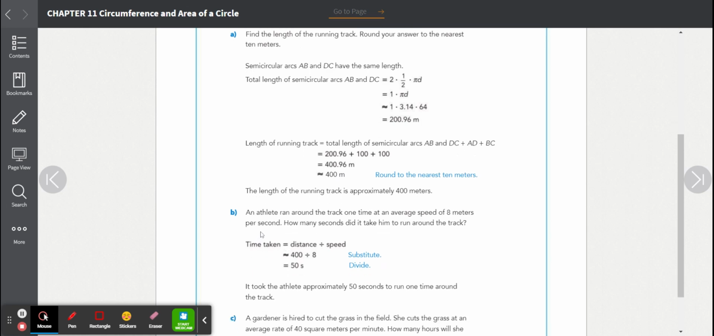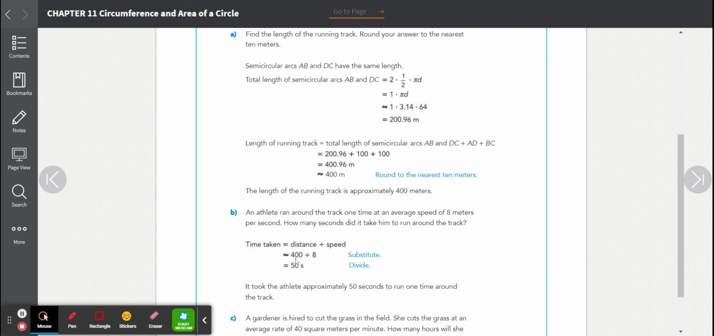An athlete ran around the track one time at an average speed of 8 meters per second. How many seconds did it take him to run around the track? So we had an average speed of 8 meters per second, right? We're going to take our formula for time, which is distance divided by speed.